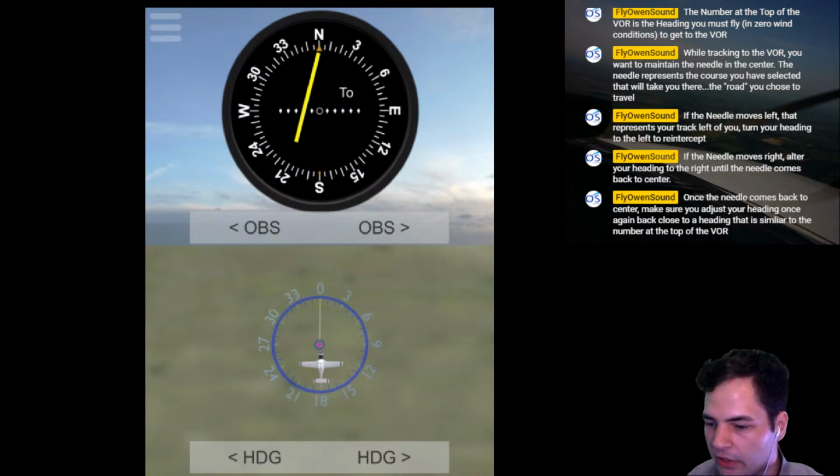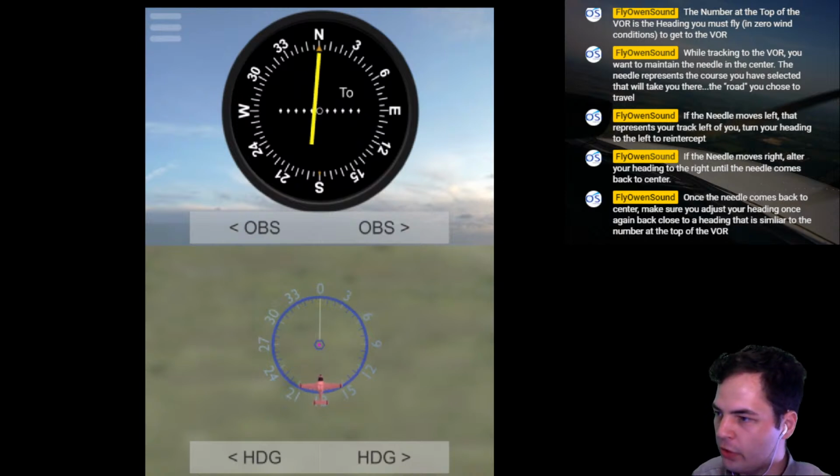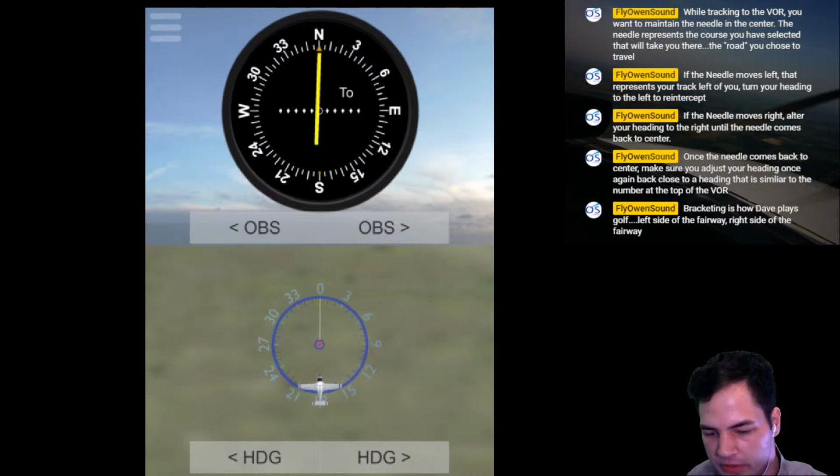Type in the chat. What do you think is going to happen on this route? We're south of the VOR. We've got north tuned. We've got the needle centered. We're flying north. What happens when we pass the VOR? We pass overhead.